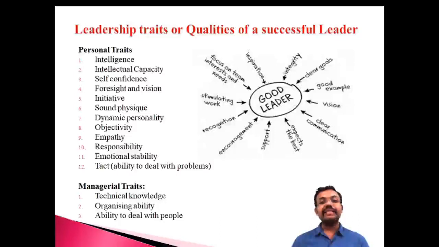So listen, the term leadership represents a lot of qualities. L is the learned person, E is emotional, A is anticipation, D is decision making, E is emotional stability, R is responsibility, S is social skill, H is humanity, I is initiative, and P is personality. These are the qualities, and the qualities can be classified into personal traits and managerial traits. Okay, these are the qualities required for a good leader.